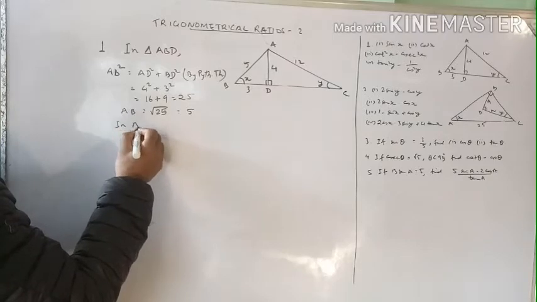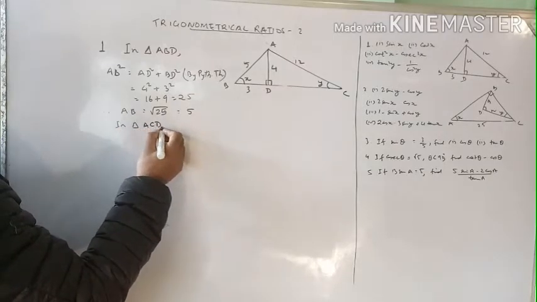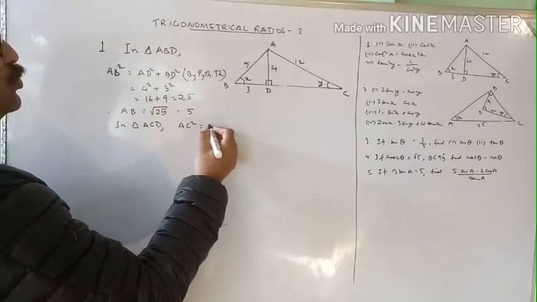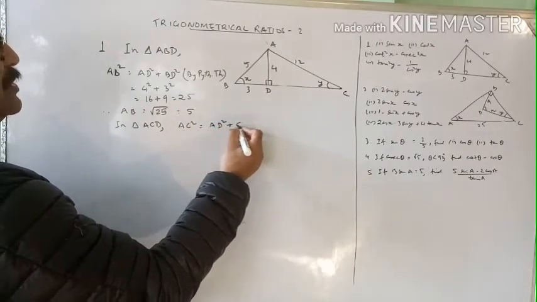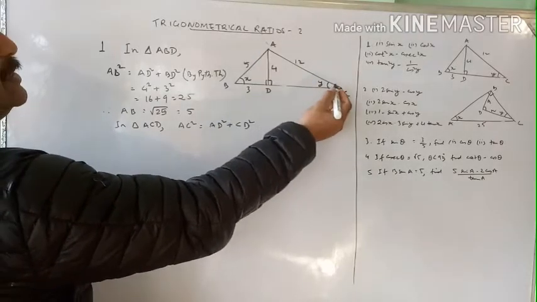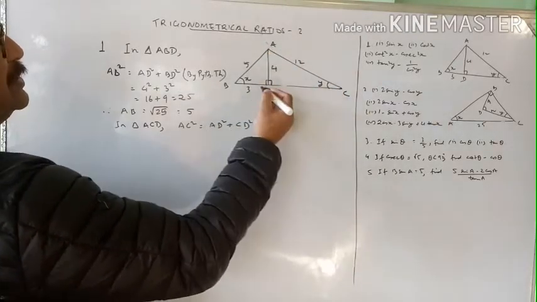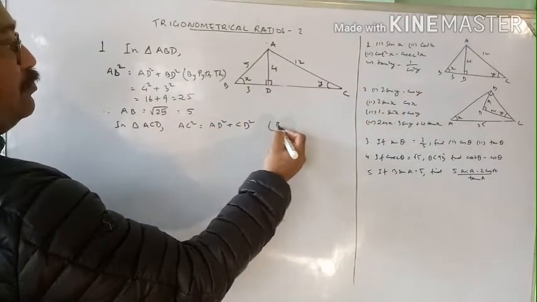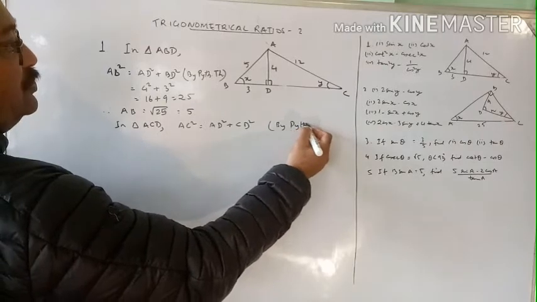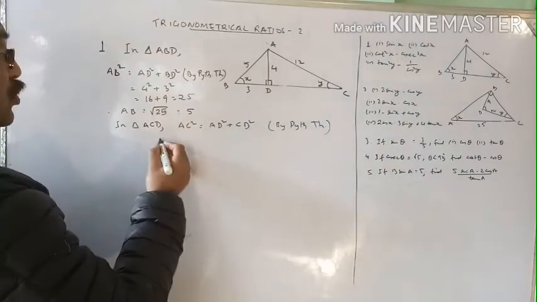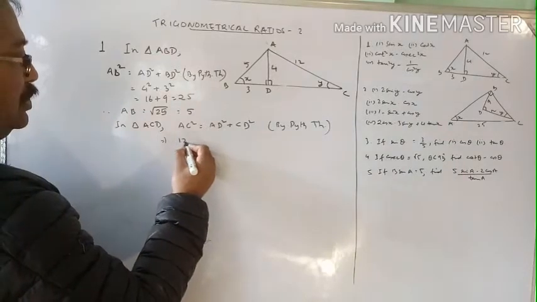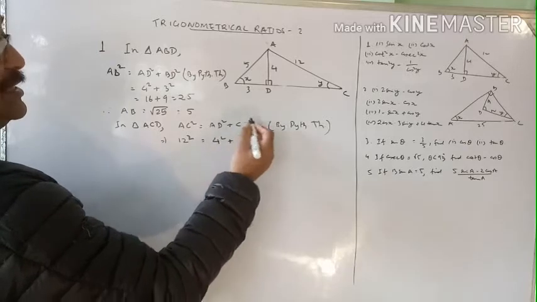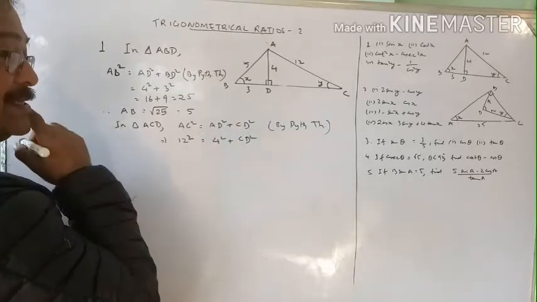So in triangle ACD, the longest side is AC. So we have AC square equal to AD square plus CD square. Remember, longest side is AC in this triangle. We are taking ACD. So AC square equals AD square plus CD square, again by Pythagoras theorem. So in this case AC we know. So 12 square is equal to AD, which is 4, square, plus CD, which we don't know, so we write CD square as it is.